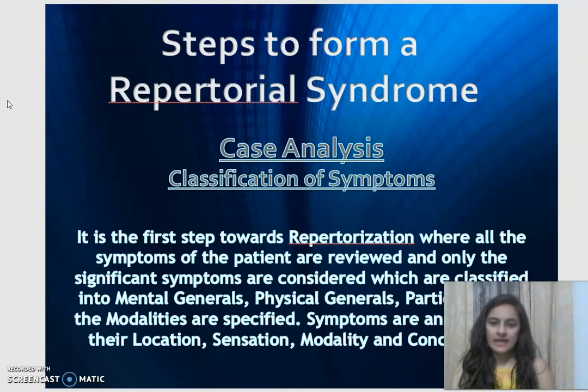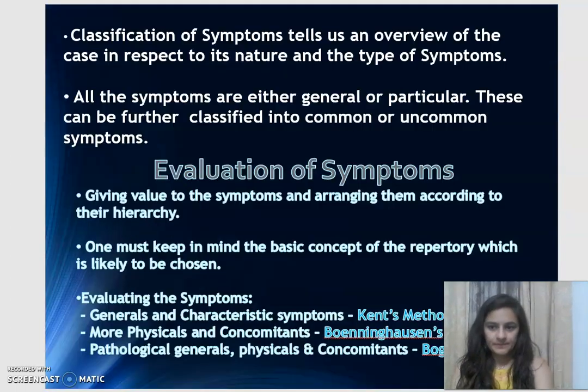First is case analysis, classification of symptoms. It is the first step to repertorization, where all the symptoms of the patient are reviewed and only the significant symptoms are considered, which are classified into mental, physical generals, particulars, and the modalities are specified. They are analyzed for the location, sensation, modality, and concomitant. Classification of symptoms gives us an overview of the case with respect to its nature and the type of symptoms.